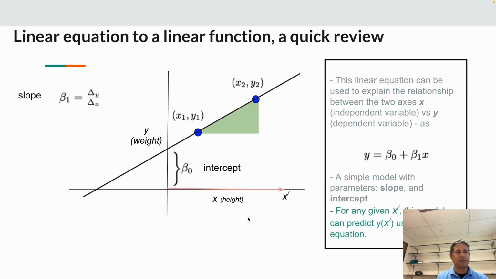And how do you do that? For this new x prime, you just plug in the values here. You have your x prime, and you already know beta 0 and beta 1, and then you get y. The y will be here. So you have used a straight line to do the prediction, and it is your regression model.